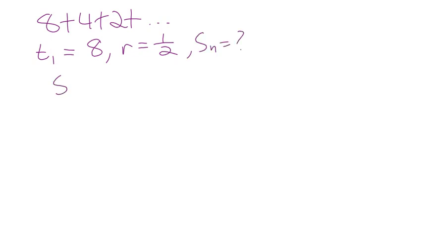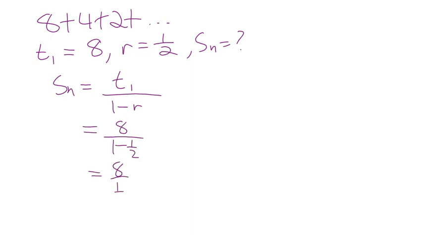Don't know. So S sub n is T1 over 1 minus R, which is 8 over 1 minus 1/2, which is 8 over 1/2, which is 16. Right? So we don't have to do the partial sums now, right? We got the formula. And it says it's going to add up to 16. Okay, do another one.